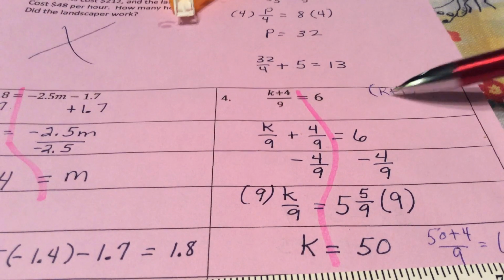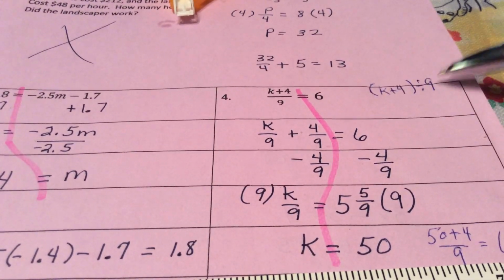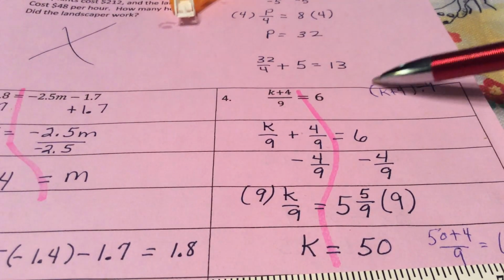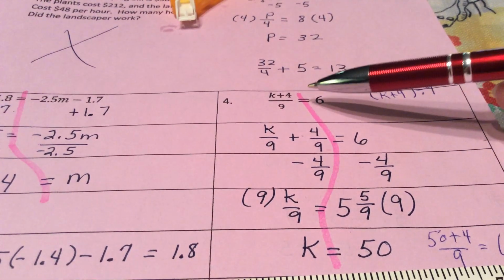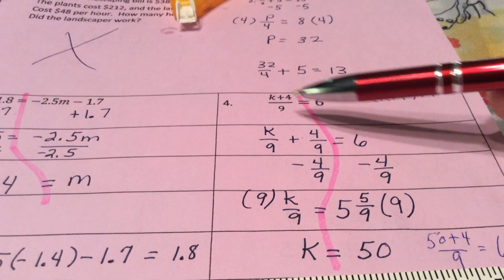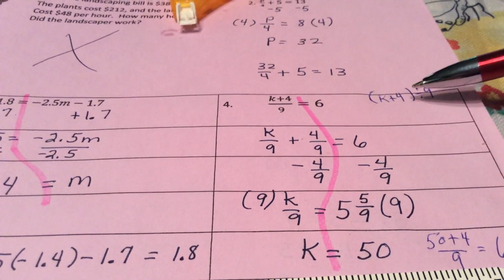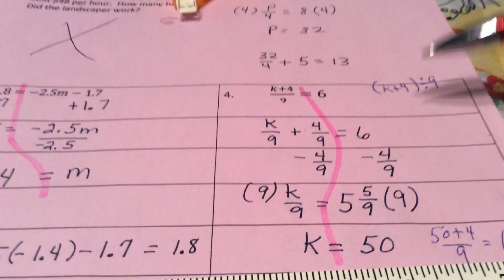If we were to write it this way, it would look like this, k plus 4 divided by 9, and the parentheses would be around this. So in our order of operations, the k plus 4 is actually in this fraction bar is kind of acting as a parentheses around that.